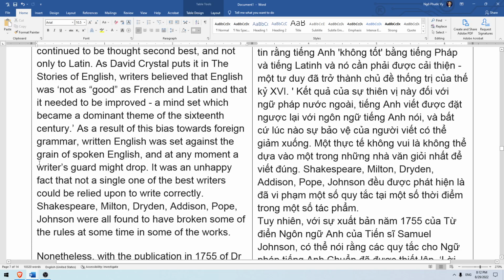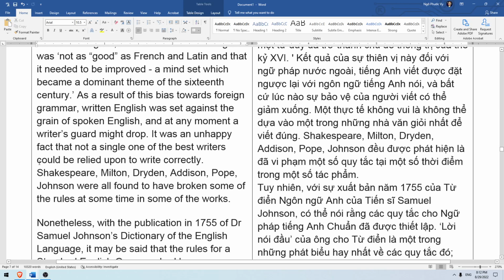As David Crystal puts it in The Stories of English, writers believed that English was not as good as French and Latin, that it needed to be improved, a mindset which became a dominant theme of the 16th century. As a result of this bias towards foreign grammar, written English was set against the grain of spoken English, and at any moment a writer's guard might drop. It was an unhappy fact that not a single one of the best writers could be relied upon to write correctly. Shakespeare, Milton, Dryden, Addison, Pope, Johnson were all found to have broken some of the rules, sometimes in some of their works.